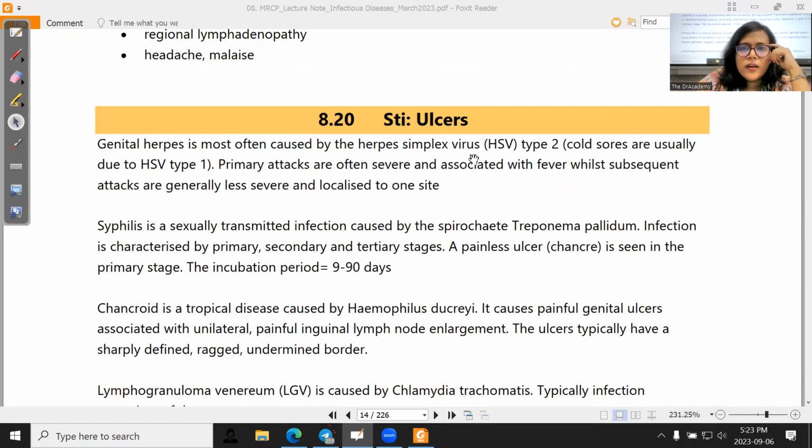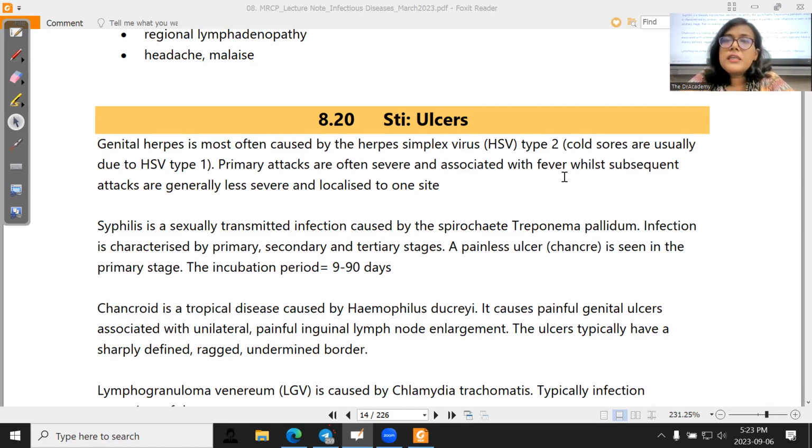Okay, here I was in the beginning of my lecture, I was talking about the ulcers, okay, genital ulcers. So genital ulcers are most often caused by the herpes simplex virus type 2, while cold sore is usually due to HSV type 1. Just remember herpes simplex virus, okay? And primary attacks are often severe, sometimes apart from the painful ulcer, there might be features of fever as well. You should try to remember the causes of genital ulcer, like painful versus painless ulcer.